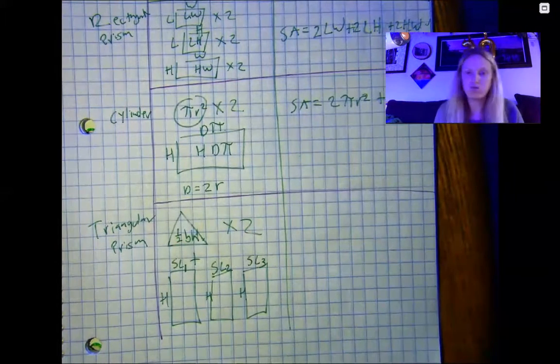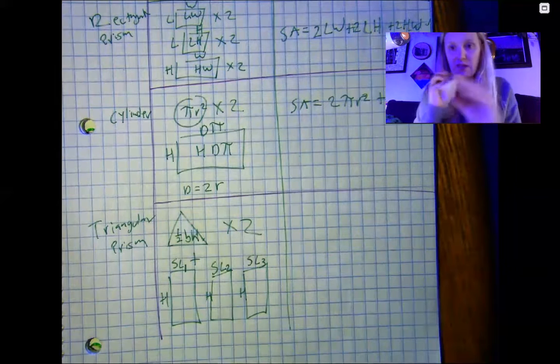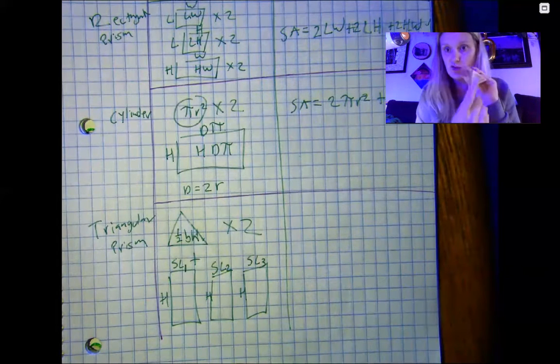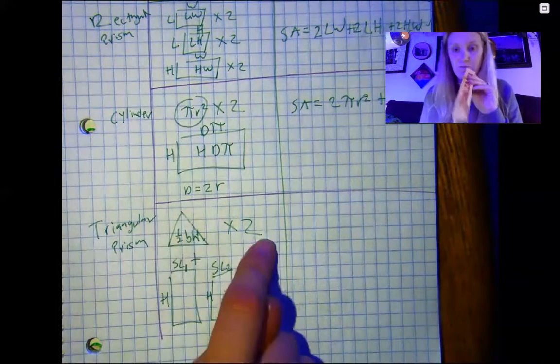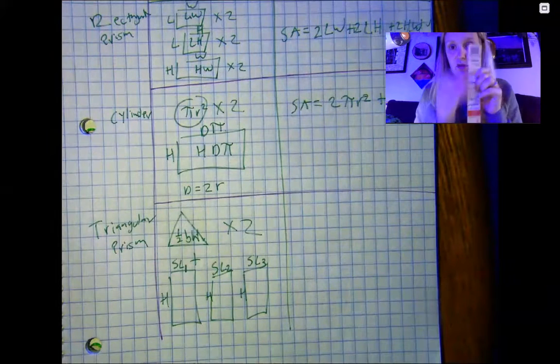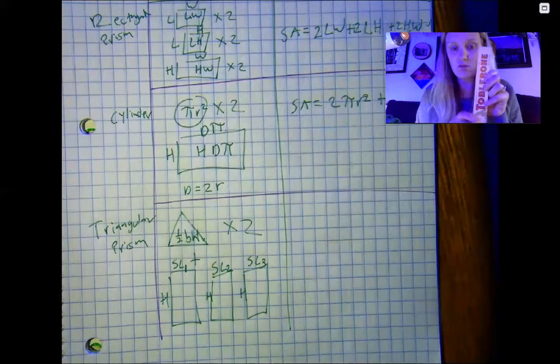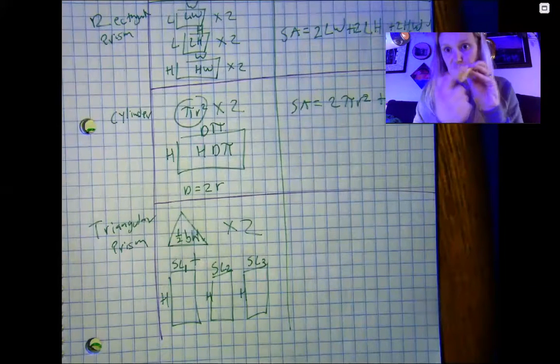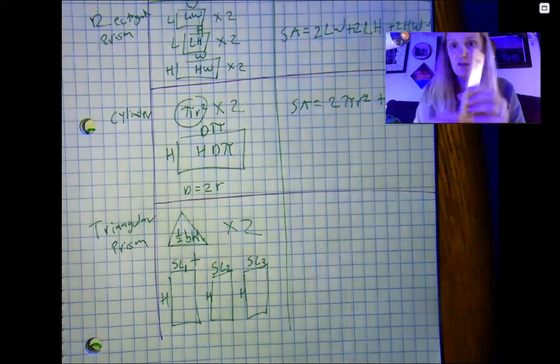Okay, let's break that apart. So to get the cover of this, I'd have to find the area of both triangles. So 1/2 base times height times 2, because I have 2 of them. That's what we find here. Then the area of the 3 rectangles are the height times side length 1, the height times side length 2, the height times side length 3 to get the outside.